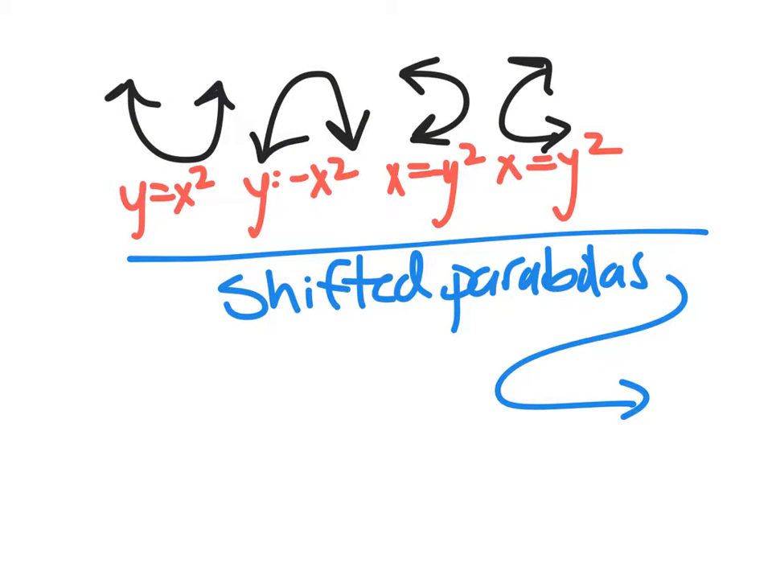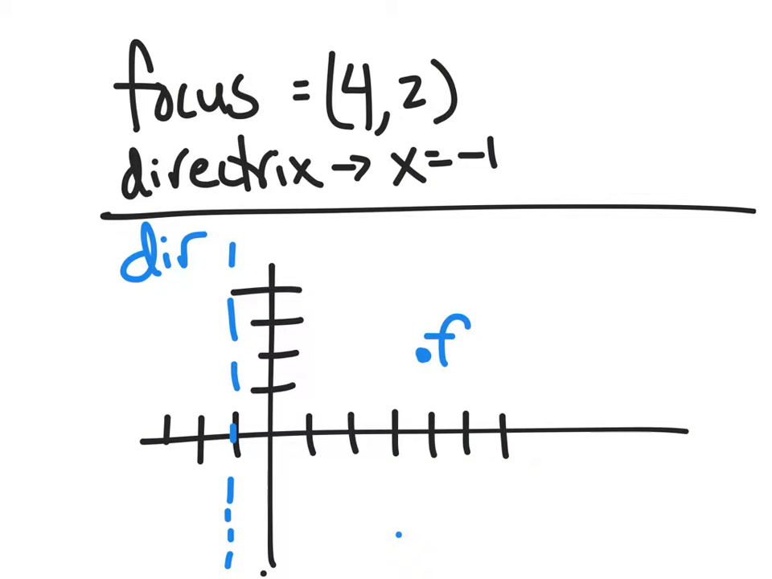Okay, so here goes some practice with parabolas when they are shifted. You know the basics in terms of how they open and what the general form of the equation will look like. So here's an example. If the question tells us that the focus of the parabola is at (4, 2), and the directrix is the line x equals -1, what is the graph and what's the equation of the parabola?